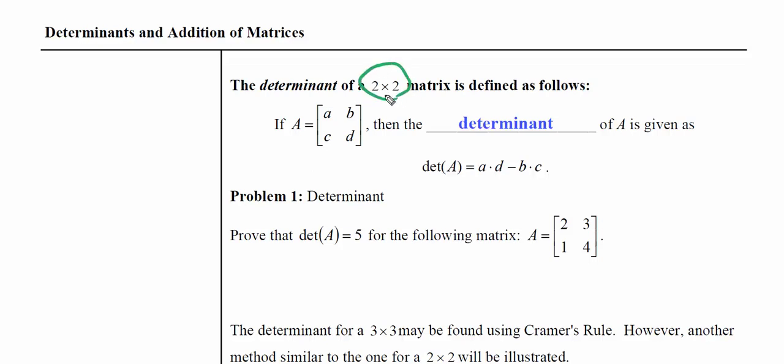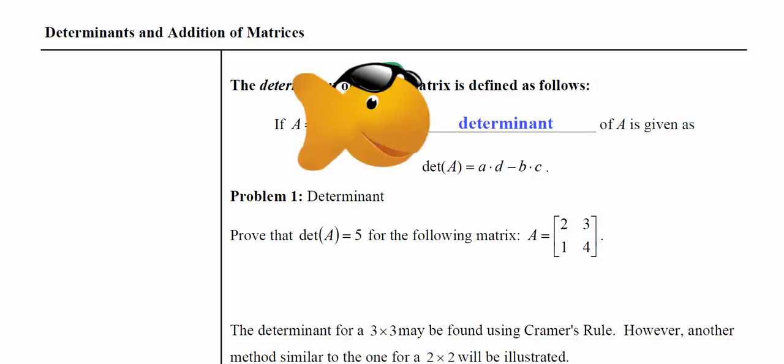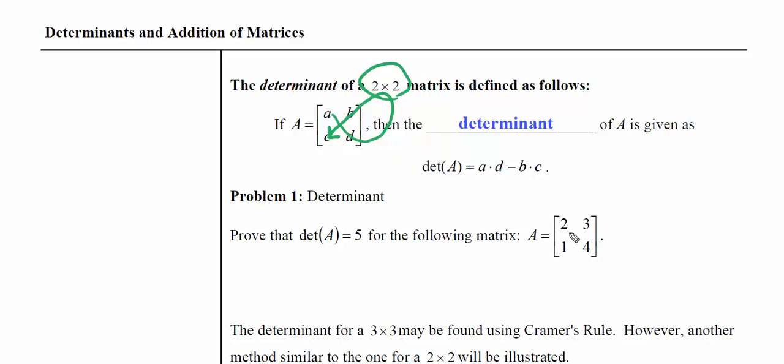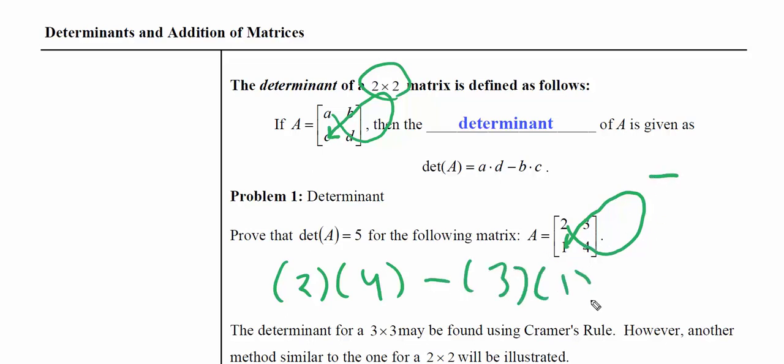So for a 2 by 2 square matrix, the determinant can be found by taking A times D and then subtracting B times C. So for example, for problem 1, if we go ahead and do the same thing with this matrix, right? We do 2 times 4, and then we minus 3 times 1. Right, because we go from the main diagonal 2 times 4, and then when we go the other way, we do minus 3 times 1.